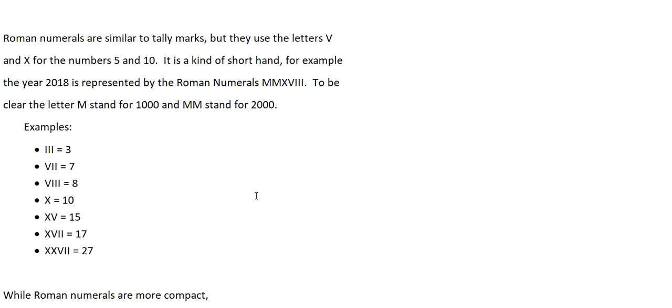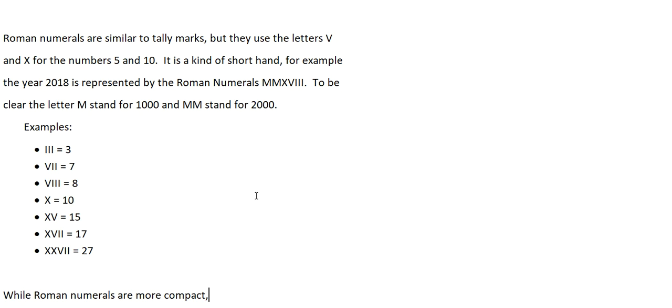Roman numerals are very similar to tally marks, but they use the letters V and X for the numbers 5 and 10. Of course, there are other shorthand notations as well. There's a symbol for 50 and 100 and 500 and 1,000. It's a kind of shorthand. Imagine expressing the year 2018 in tally marks. Well, you already see that we need something better than tally marks. In Roman numerals, it would be MMXVI.